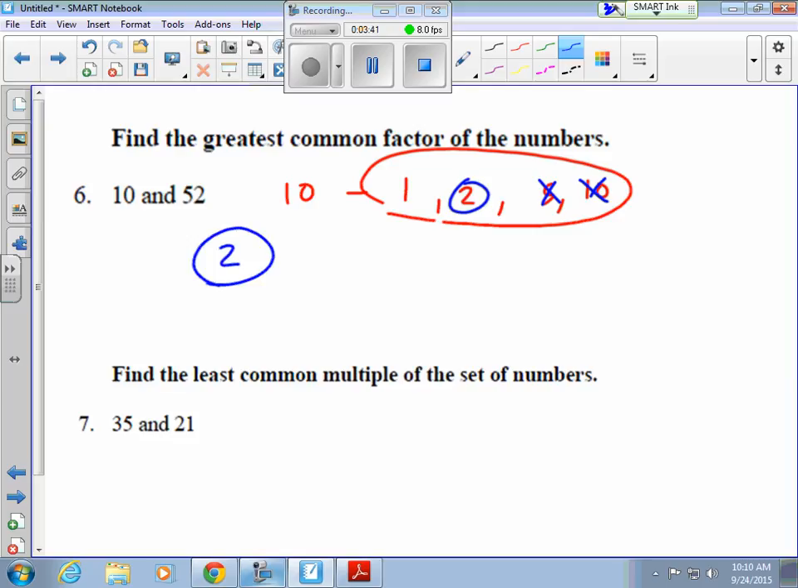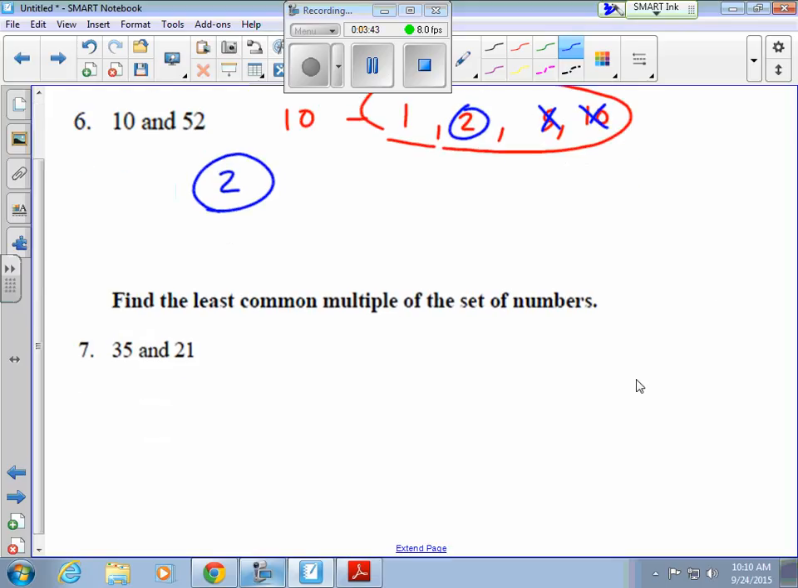Find the least common multiple of these. Now, these are a little tougher. Least common multiples are when you count by, especially when they're big numbers like this. 35. The next number you get when you add another 35 to it is 70. The next number is 105. The next number keeps going like that. 140. Then 175. And on and on.